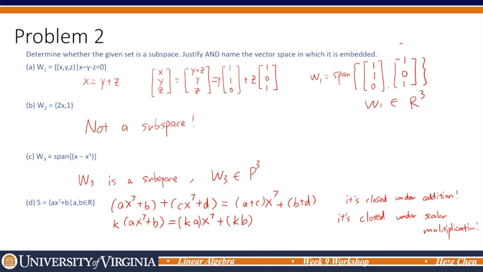And finally, we have to check the 0 vector, which is 0 times x to the 7th power plus 0, which is just the 0 polynomial. And obviously, it is in the subspace. We have to show that 0 times x to the 7th power plus 0, which should be equal to 0, is one vector in that subset. Finally, we have proved it is a subspace. We know that S is embedded in P7.